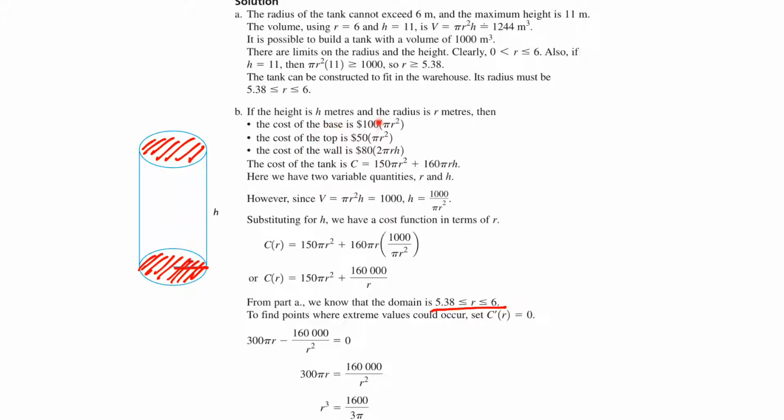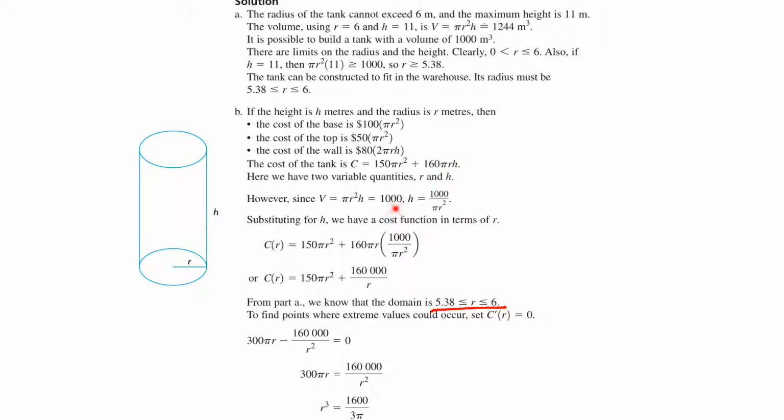If the height is h meters and radius is r meters, then the cost of the base is the area of the base times $100. The cost of the top is the area of the top, which is pi r squared, times $50. The cost of the wall of the tank is 2 pi r h times $80. Therefore, the cost of making the tank, if it is shown by C, is going to be 150 pi r squared plus 160 pi r h.